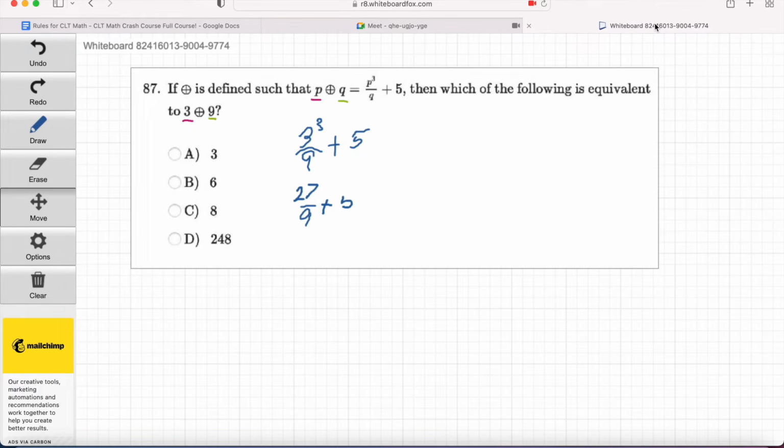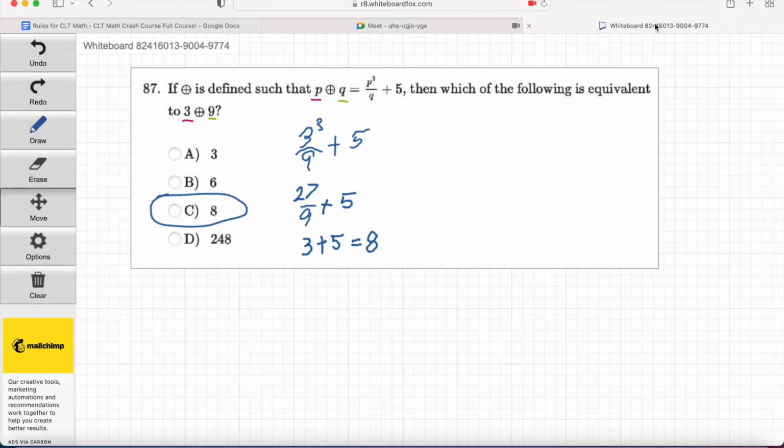Okay, excellent. And we're still doing PEMDAS here, right? So we got parentheses, exponents are done. There's no multiplication here, but we have division. So let's do the division here. What's 27 divided by 9? That would be 3. There we go. I think we got our answer. Answer choice C. Any questions about that?